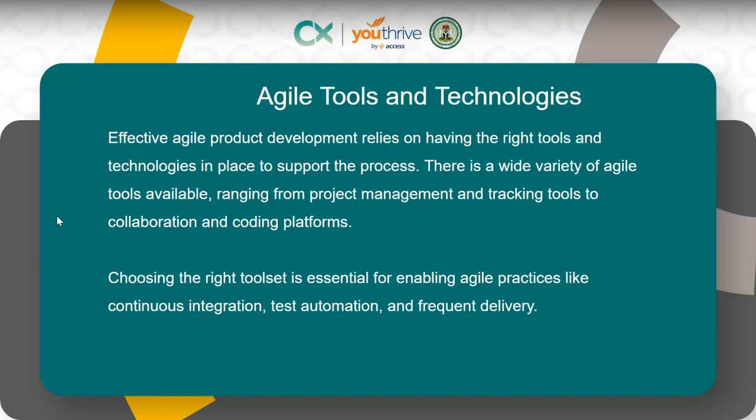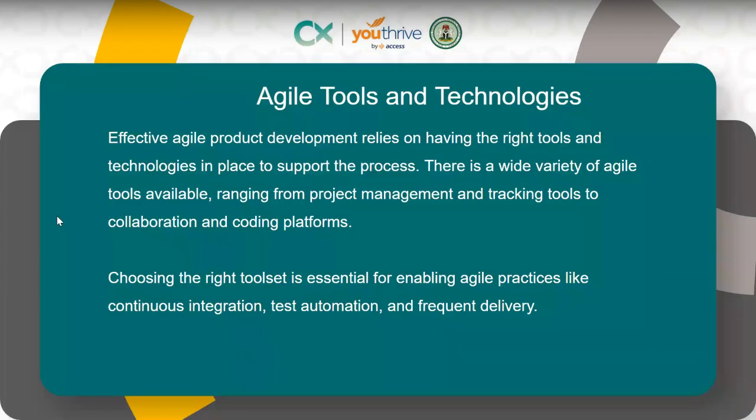So here we're looking at agile tools and technologies. What are the tools that we use in agile that help us be effective in making use of the agile method? Effective agile product development relies on having the right set of tools and technology to support the process. A wide variety of agile tools are currently available, ranging from product management and tracking tools to collaboration tools to coding platforms. So there are several tools that you use in agile to make sure that the process is effective.